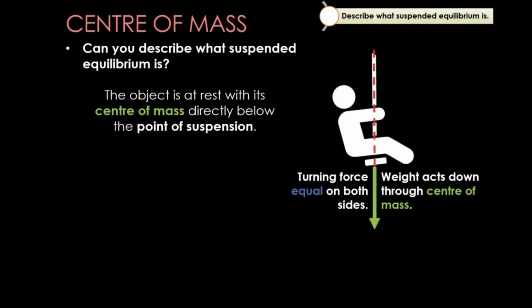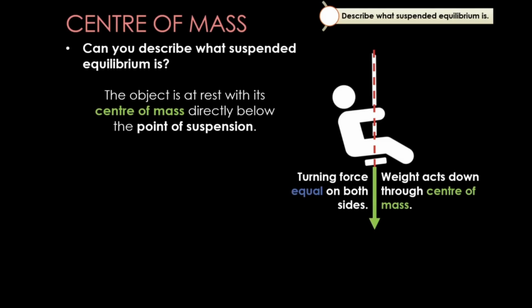Now, when we're talking about the point of suspension on something that's been suspended, something that's been hung up, we talk about where it's attached. So on a swing, that would be where the swing is attached to the top of the swing set. If you had, say, a flower basket outside a pub or something like that, it's where that basket has been hung up.